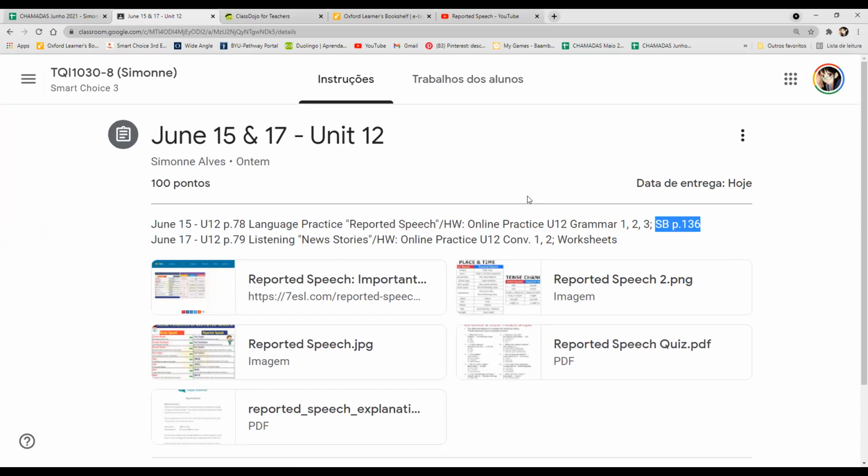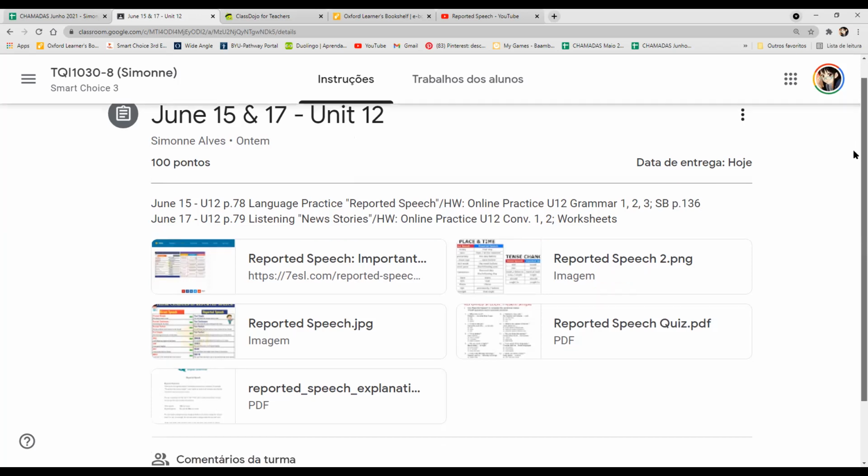Okay, guys, to help you out, I posted some extra files here about reported speech. So there is 1, 2, and 3. Here, there is also another explanation for you. And here, there is one worksheet for you to do. Okay, it's only a quiz.